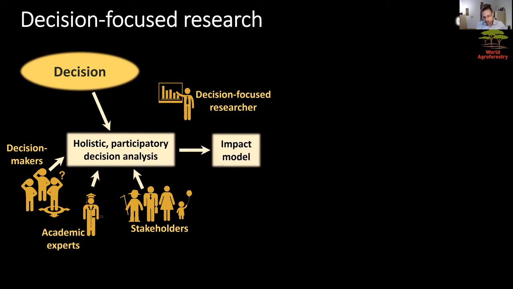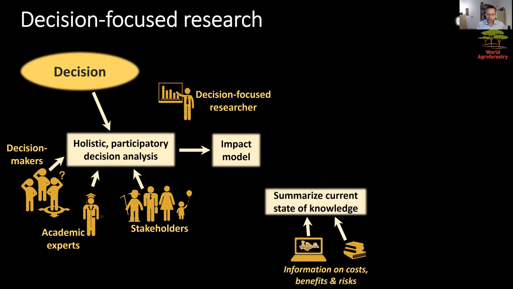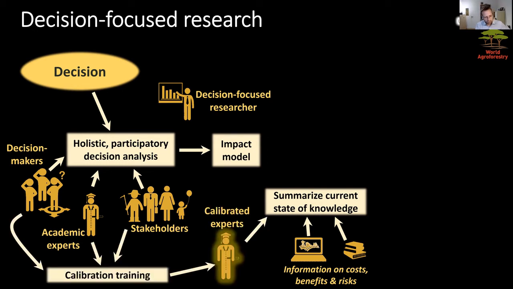And together we design an impact model that describes the best of everybody's knowledge in a process-based manner on how the system works and how a decision will impact on the system. We then summarize the current state of knowledge based on all sources of information we can get in literature, wherever we can. And we'll also make use of the people who have helped us build the model, and possibly also additional experts. But in order to make them useful sources of information, we calibrate them first, which is a process that helps them get better at estimating the state of knowledge. And I'll talk a bit more about that in a few minutes.